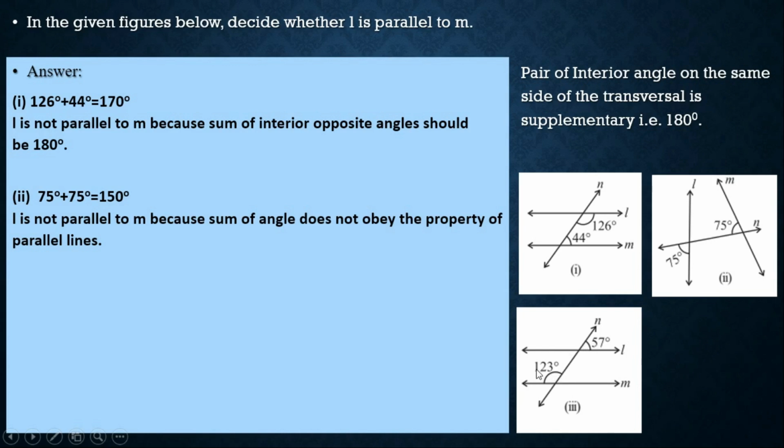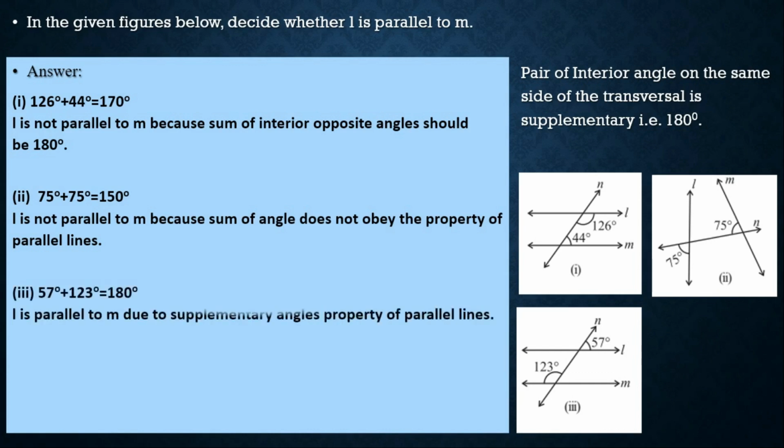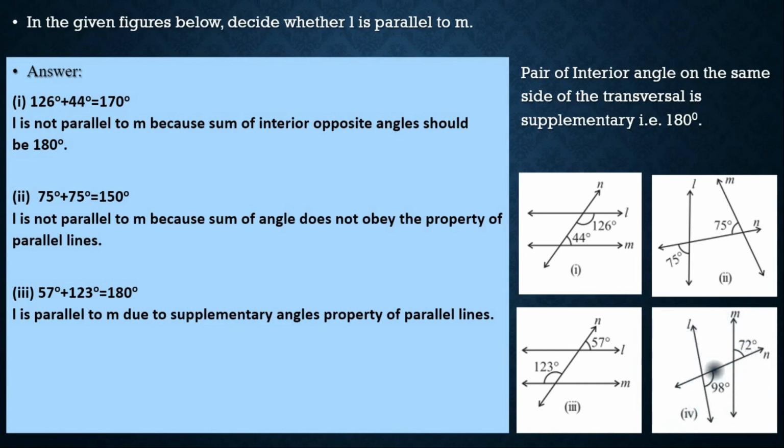So now what we will do, we will add these two angles, 123 degree and 57 degree, and we will check if we are getting the sum of these two angles as 180 degree. Let us check. Yes, we are getting the sum as 180 degree. So 57 degree plus 123 degree is equal to 180 degree, and hence we can say that line L and line M are parallel to each other. Now let us see another problem.